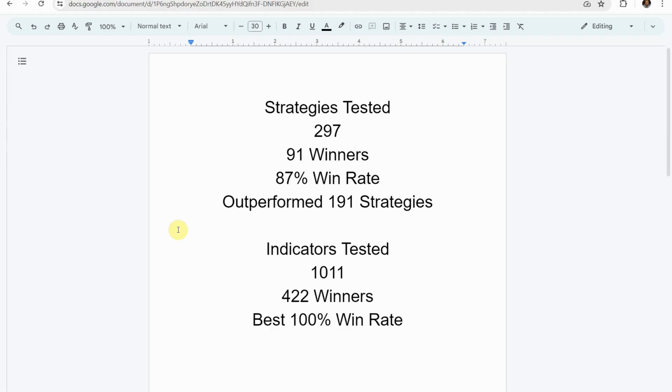Alright, as I said, today we will be testing a Forex scalping strategy. Before we do though, I wanted to put the testing scoreboard up for everyone to see. So to date, we have tested a total of 297 different strategies, with 91 of them being winners. The best one so far was able to achieve an 87% win rate. That was achieved using the Academy of Forex indicator. And so far, since we've been keeping track, it has outperformed 191 of the other strategies that we have put it up against, every single one so far. We've also tested a total of 1,011 indicators, with 422 of them being winners.